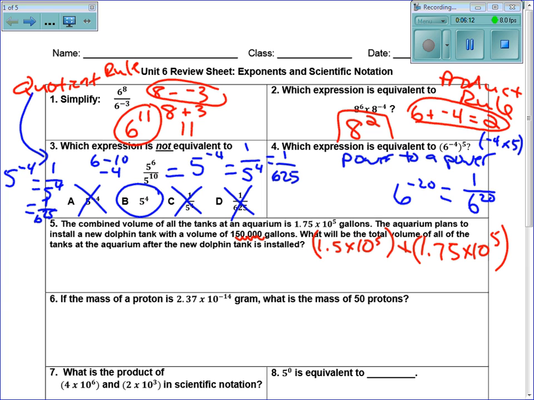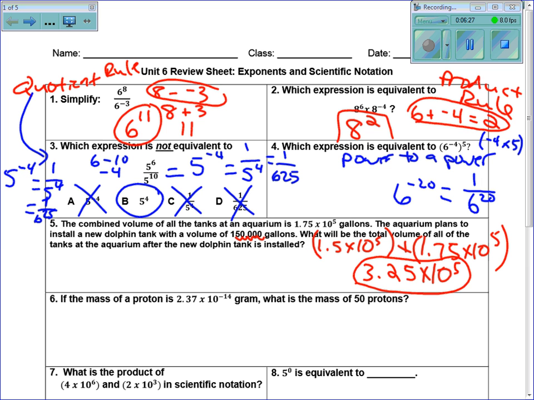So now I'm going to add the coefficients. 1.5 plus 1.75 is 3.25. Keep the exponent the same, and we're done. 3.25 times 10 to the fifth.